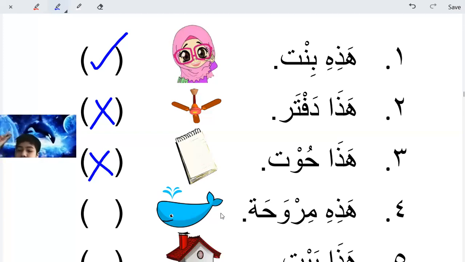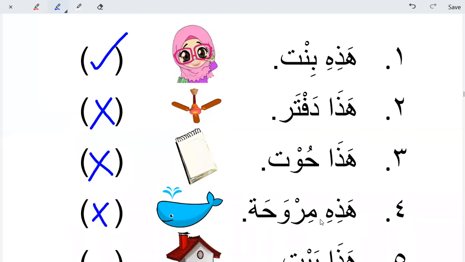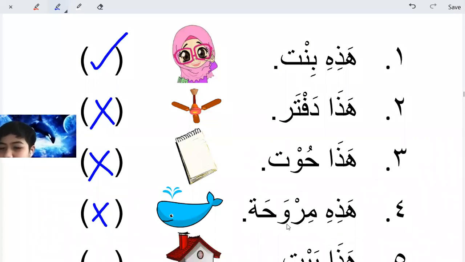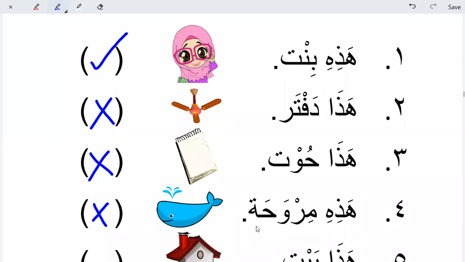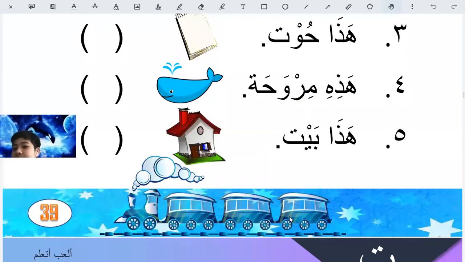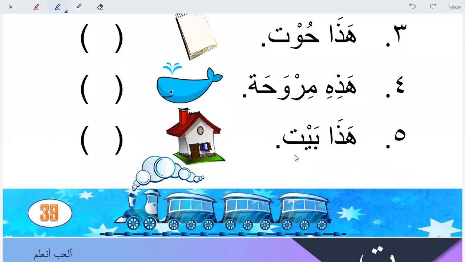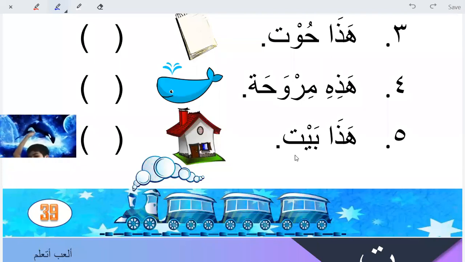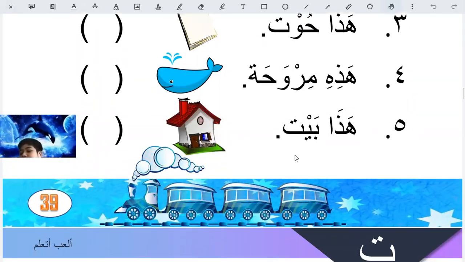Next. Hazihi mirwaha. This is a fan. And translation? The mirwaha is a fan. This is a fan. Next. Haza bait. It's the correct one. Correct. So house.